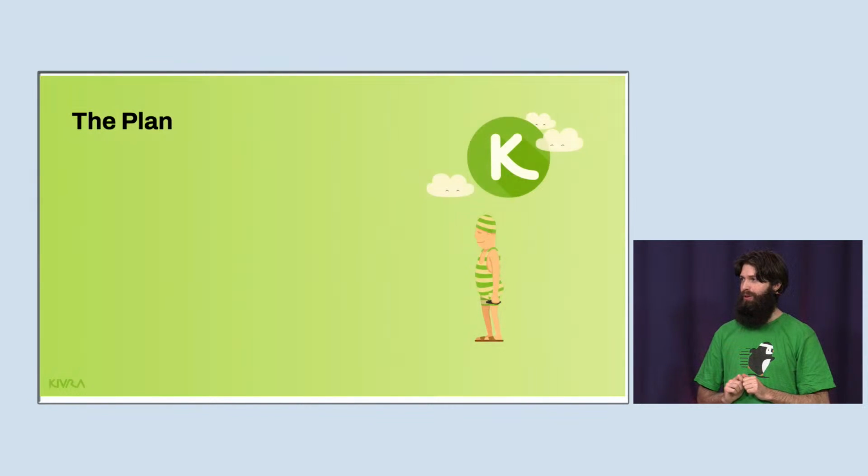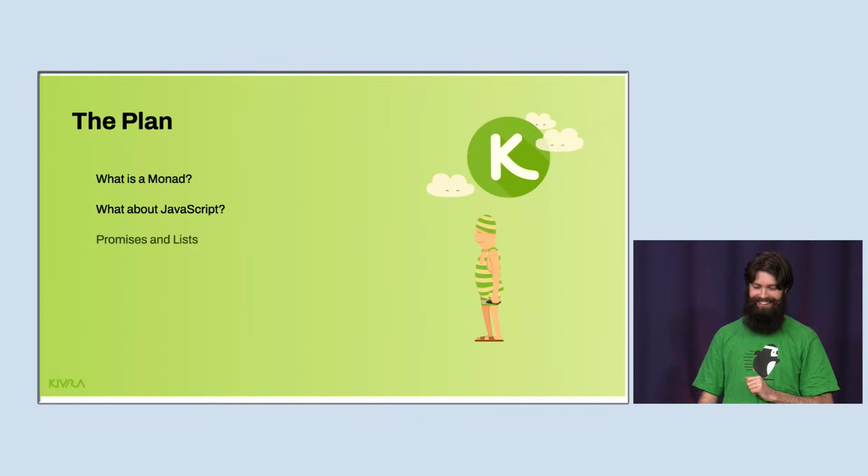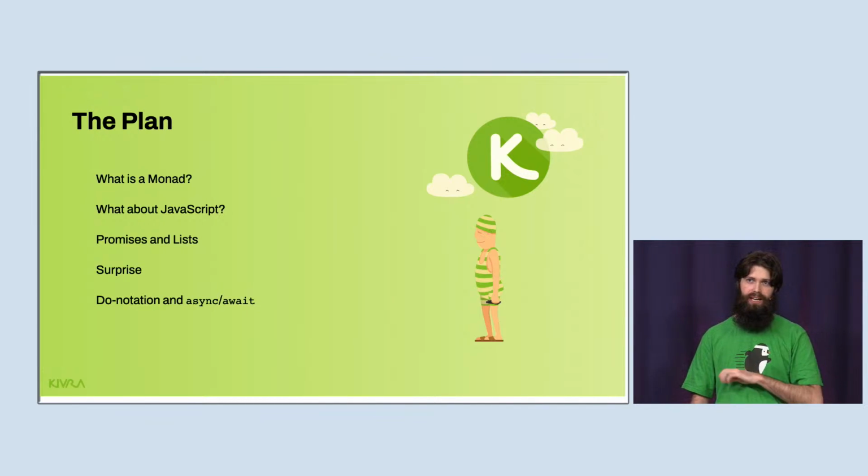Okay, so what's the plan? The plan is: what is a monad? What about JavaScript? Promises and List with a large L, because these are two examples of monads. A surprise, because I love surprises. We're going to talk a bit about do notation and how async await in JavaScript is an implementation of do notation, if you want to say it like that. And then finally, questions. Okay, let's get started.